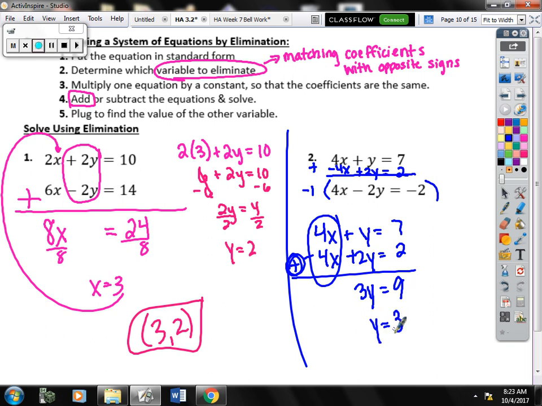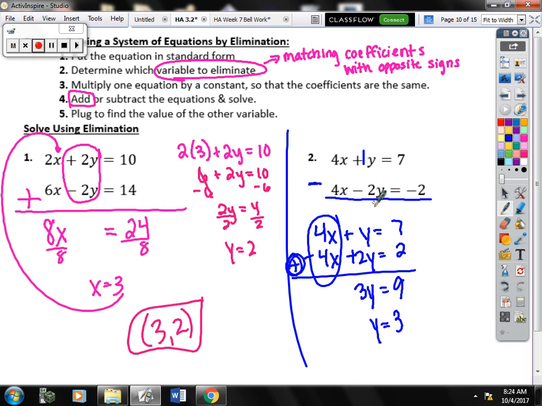We divide and get 3. Now again, you didn't have to do that up here, you could have just subtracted the equations. 4 minus 4 is 0, but you have to be careful. It would be 1y minus a -2y, which turns into a positive. Some people forget to distribute the minus, and they would say 1 minus 2 is -1. So that's the mistake I see all the time.